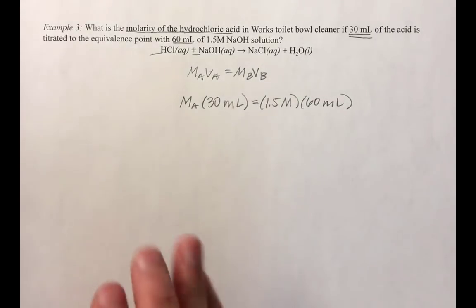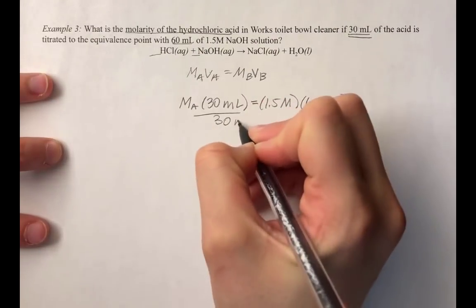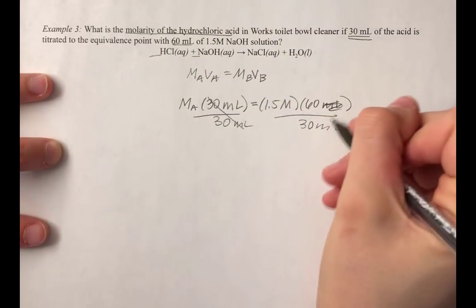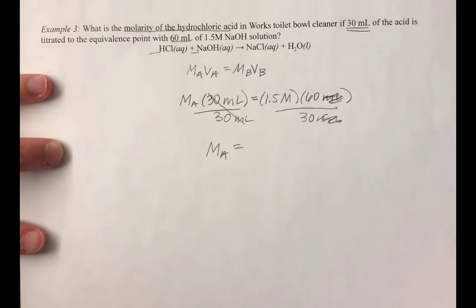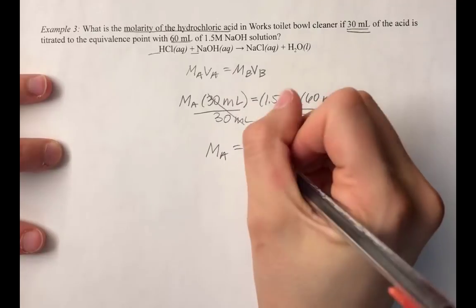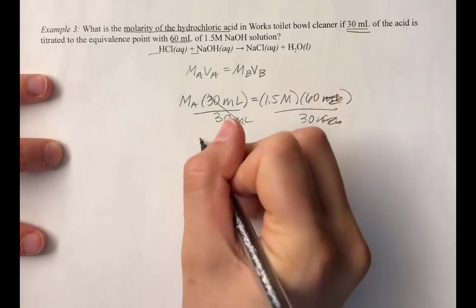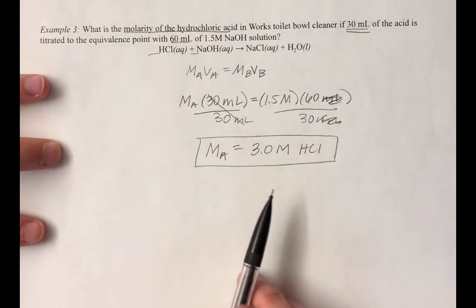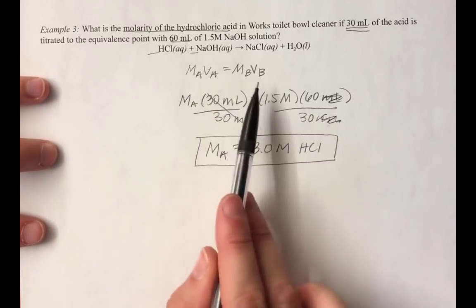And so what I can do is I can solve for Ma. So divide both sides by 30 milliliters. Notice that cancels out my milliliters. What we're going to get for the molarity of the acid, 60 divided by 30 is 2. 2 times 1.5, we get 3.0 molar HCl. And again, we can use that because it's a 1-to-1 acid to base ratio, so we can use this equation.